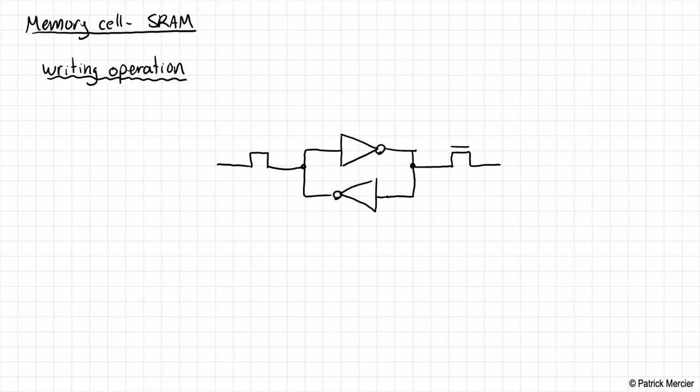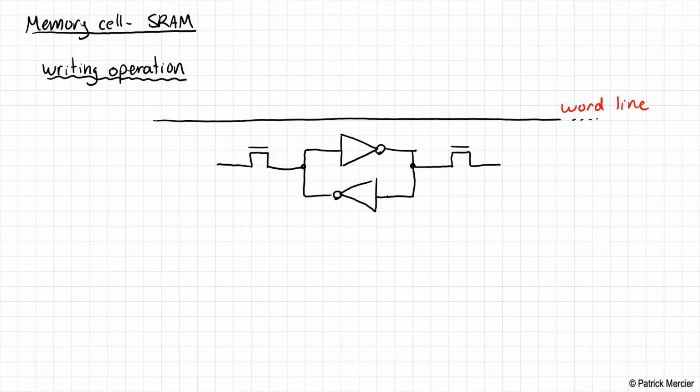Okay, these access transistors are activated through the word line. Now this connects all over the array, this is the word line. So what this means is that the access transistors are connected to the word line.